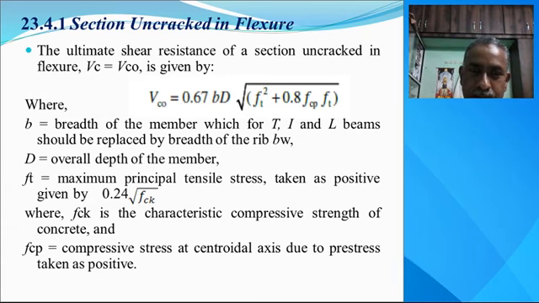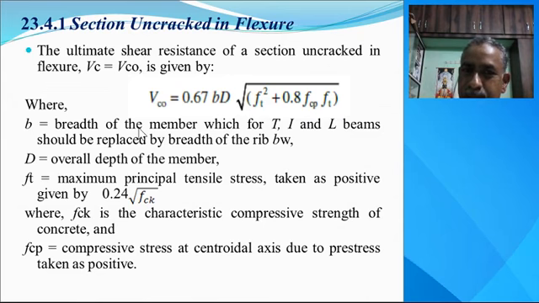So clause number 23.4.1 of IS 1343:2012 has two sections. The first section is the section uncracked in flexure, that means at the support section. The ultimate shear resistance of a section uncracked in flexure, VC equal to VCO, is given by 0.67 b D under root of ft square plus 0.8 fcp multiplied by ft.